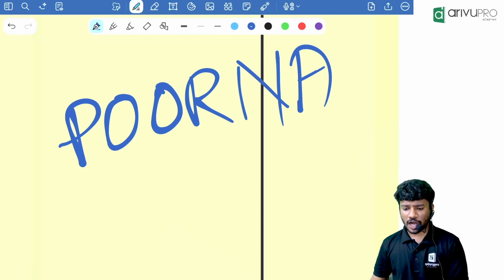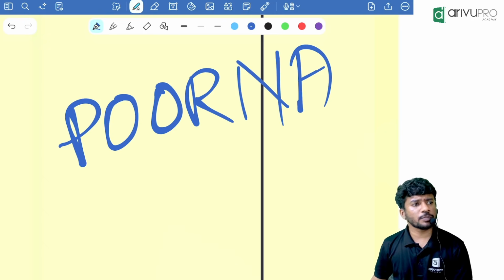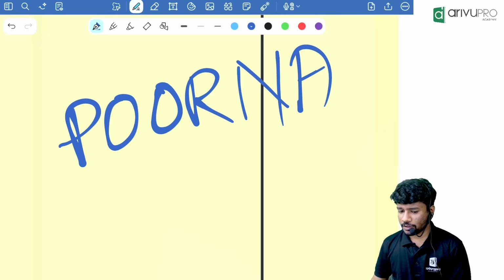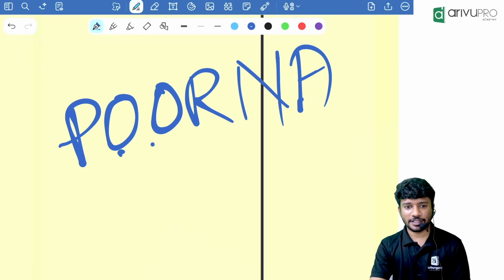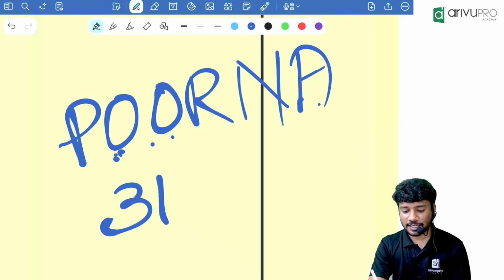I want to arrange the letters of the word Purna so that all the vowels are together. How many vowels are here, people? 3 vowels are there. So 3 vowels are together. I'll tell you the shortcut. So 3 vowels are there means 1, 2, 3 are there. That means I'll directly write 3 factorial into.